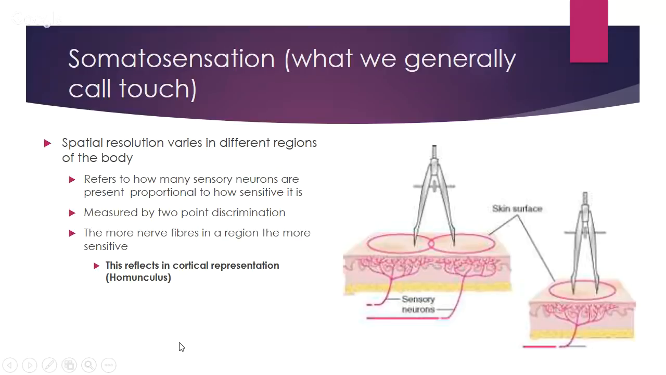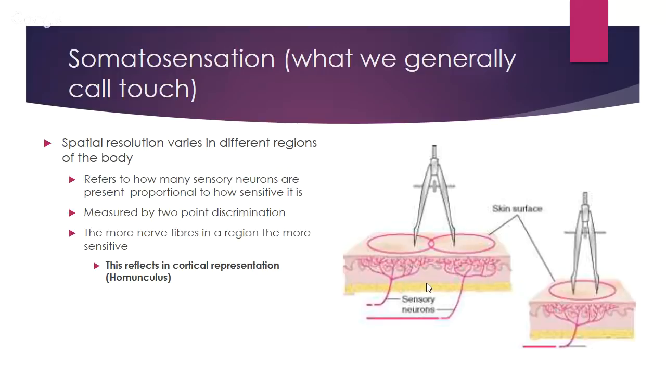So spatial resolution is the idea of how sensitive a region of skin is, and it's directly proportional to how many neurons we have innervating that region of skin. And we measure this in our upper limb neuro exams and lower limb neuro exams with 2-point discrimination. And the idea there is that with more neurons right next to each other, you're able to discriminate 2 points when they're closer to each other. And the further away they have to be before you can distinguish 2 different points, the less sensitive that area is, because there's less neurons in that region.